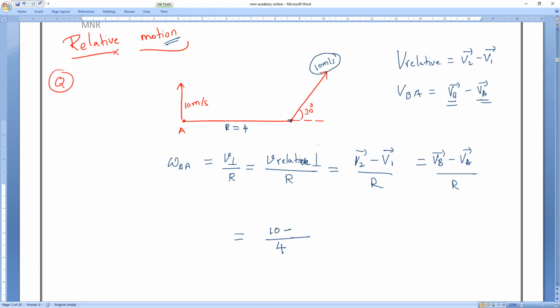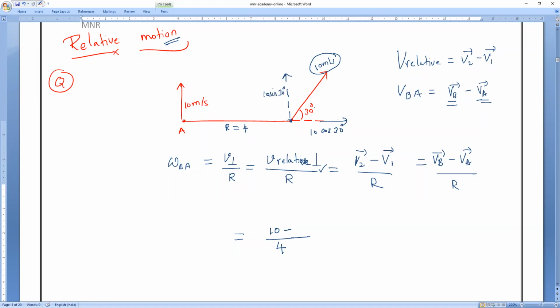Minus. Now, VA we want. VA means you observe very carefully. What is that? V relative perpendicular. So who is the perpendicular to A? Everybody check it here. This is the perpendicular. Am I right or wrong? All of you? Yes, sir. If it is perpendicular, here 30 degrees means here what will come? 10 cos 30. And here what will come? Sine. 10 sin 30.